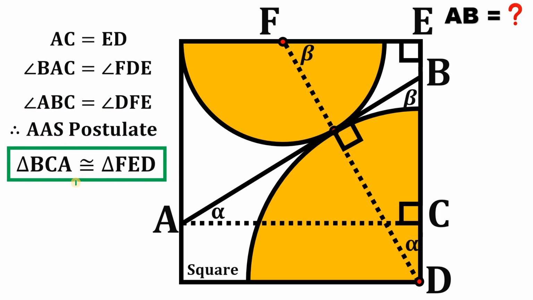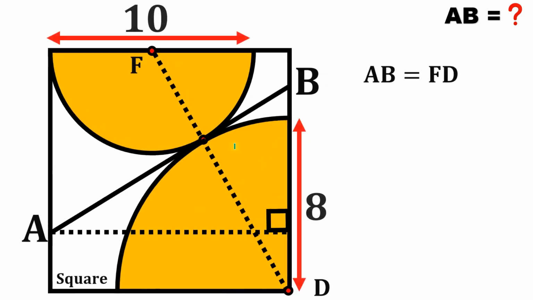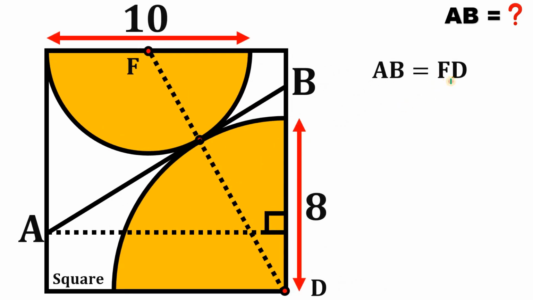Now, since they are congruent, we can say that segment AB equals segment FD by CPCTC, or simply corresponding parts of congruent triangles are congruent. Now, going back to our figure, let's find how long segment FD is. It's very easy to find because FD is just the sum of the radius of the semicircle and this quarter circle. The radius of this quarter circle is simply 8 units, and the radius of the semicircle is just 5 units.